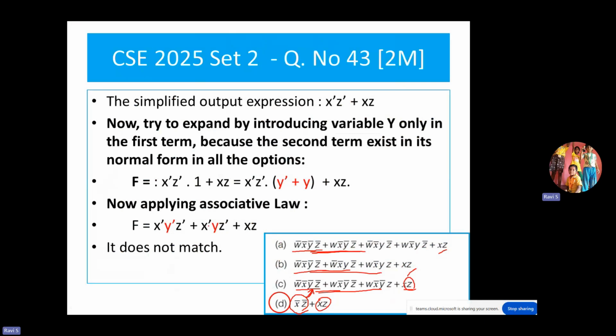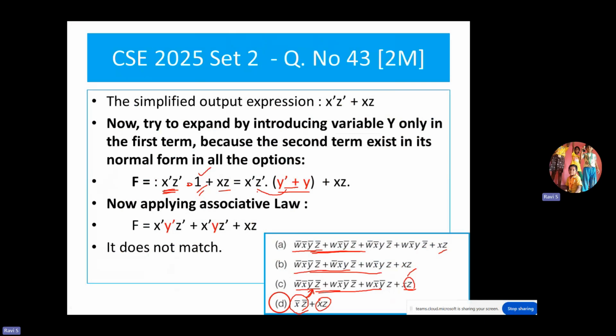For that, first let us write the given simplified expression, x prime z prime plus xz. Now we are going to introduce a variable by ANDing with 1. If you AND with 1, it's going to be the same, x prime z prime. Now we replace 1 with the help of y and y prime. So y plus y prime is equal to 1. So there is no difference it is going to make.